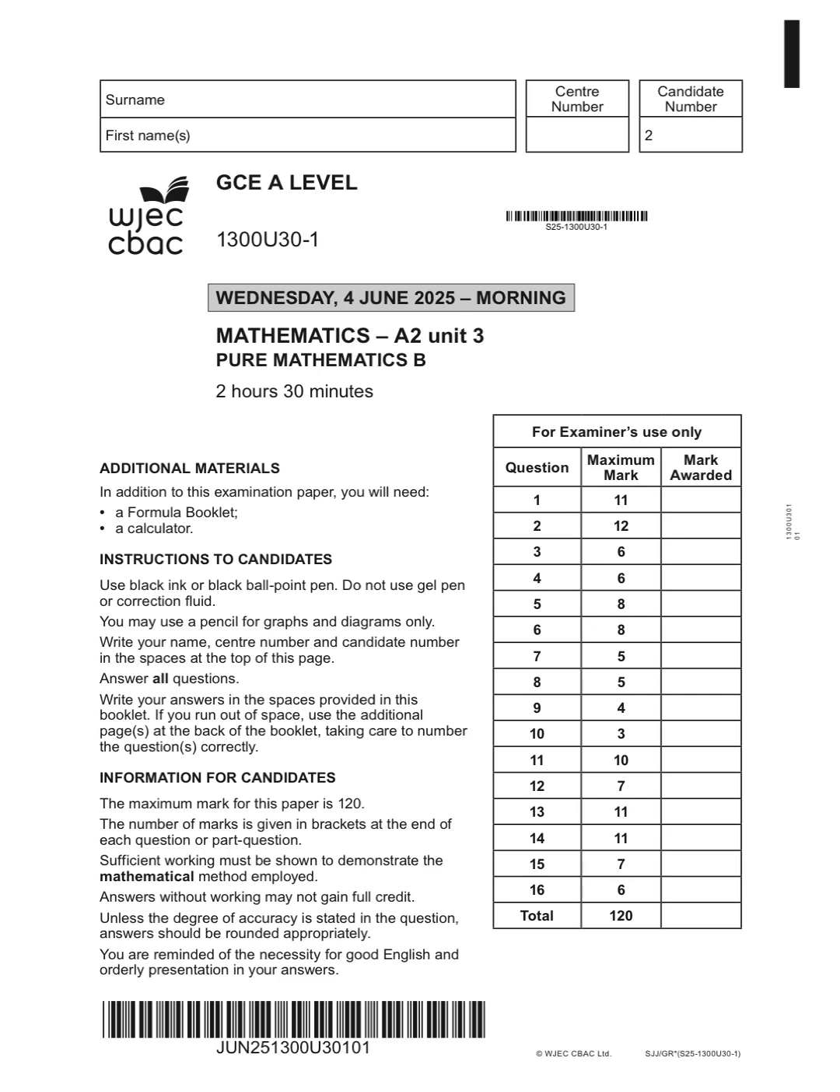Okay, so this is going to be me going through the 2025 Unit 3 Pure Maths. Just make sure that you've got a calculator and a formula booklet with you before we get started. And let's get cracking with the first question.